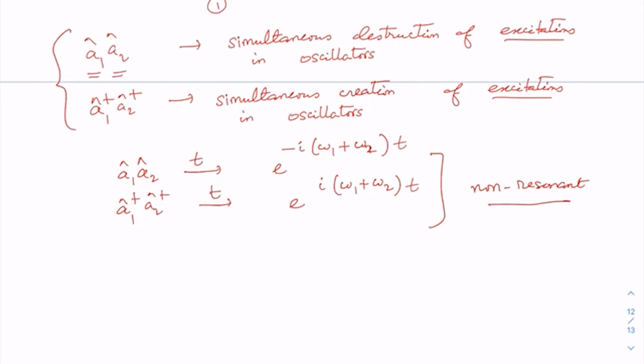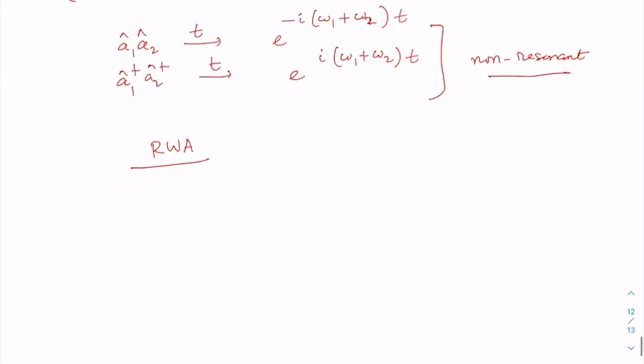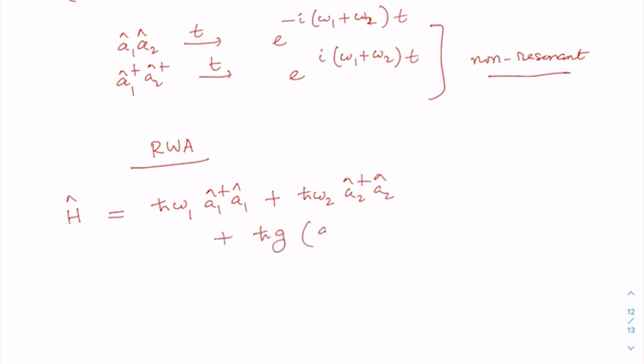Neglecting them is actually another form of the so-called RWA, or rotating wave approximation, that we discussed earlier. So under RWA, finally I can write the Hamiltonian for the coupled oscillators as h cross omega 1 a1 dagger a1 plus h cross omega 2 a2 dagger a2, and we have this coupling term, h cross z (a1 dagger a2 plus a1 a2 dagger).